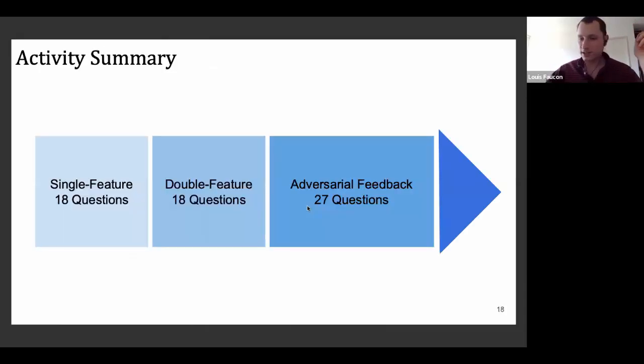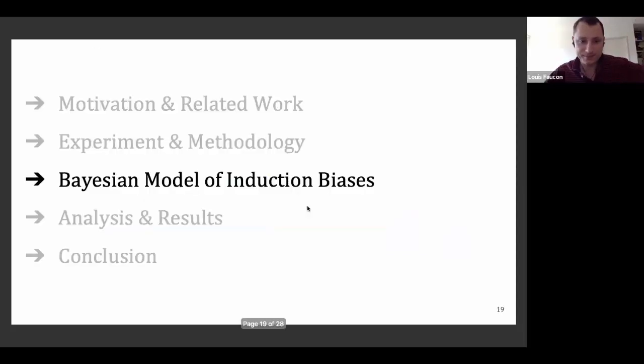So to summarize the activity that we ran, it counted 63 questions in total. There were first 18 questions that were simple, with only one feature to answer the question, that were there to introduce the activity. Then 18 questions which measured the preference in the features, and then 27 questions with the concept of adversarial feedback to measure the students' flexibility.